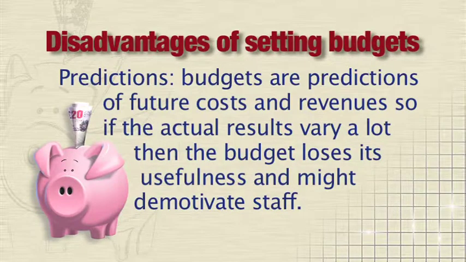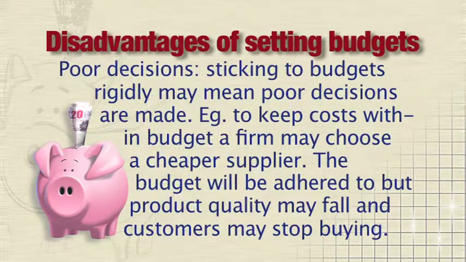Predictions. Budgets, like we've said, are predictions of future costs and revenues. So if the actual results vary a lot, then the budget loses its usefulness and might demotivate staff. Poor decisions. Sticking to budgets too strictly may mean that poor decisions are made. For example, to keep costs down and within a budget, a firm might swap to a cheaper supplier. This will mean that the budget is stuck to, but it may also mean that product quality falls and customers will stop buying. This in turn will affect the sales revenue budget.